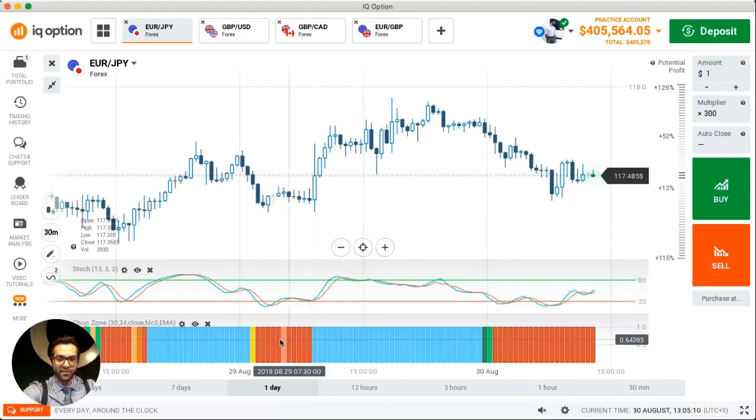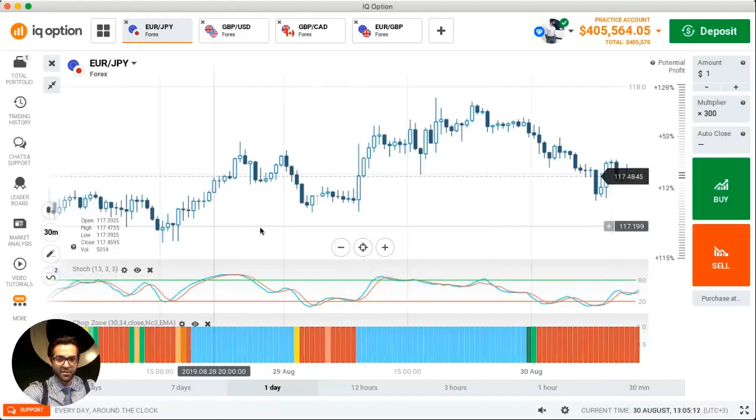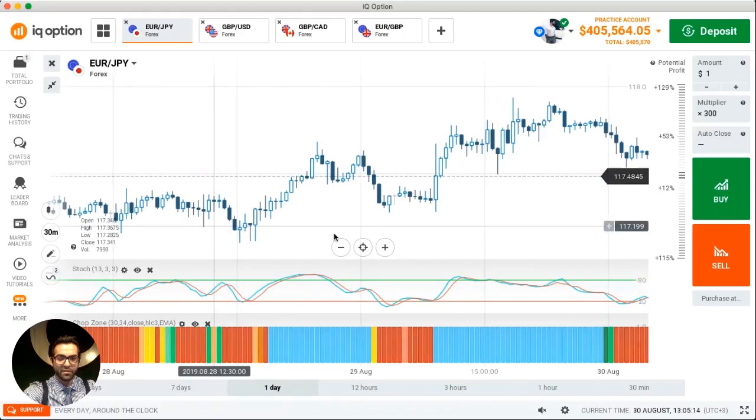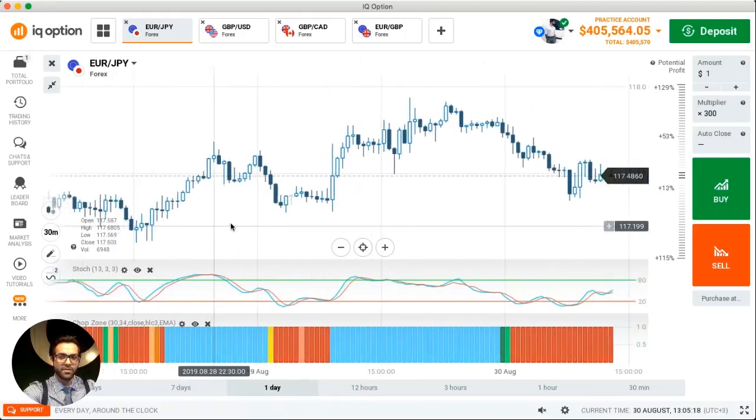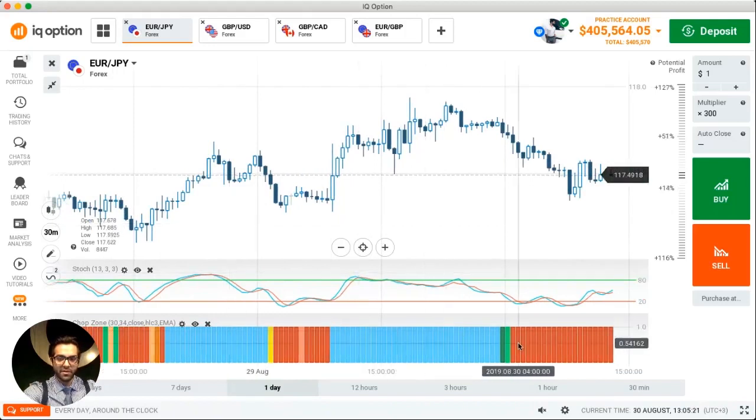You'll notice we have a variety of different colors here, right? We have yellow, light green, green, dark red, orange, light blue. As a general rule, the darker the color gets, the stronger of a downtrend we have. All right. The lighter the color gets, the stronger of an uptrend we have. Now, here's the thing. Anything between light blue and dark red is probably useless to us.